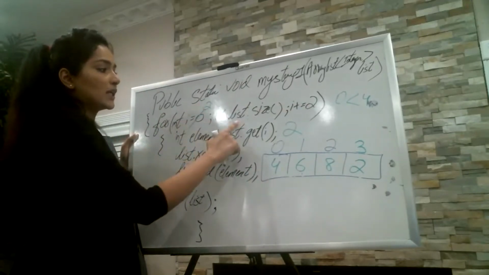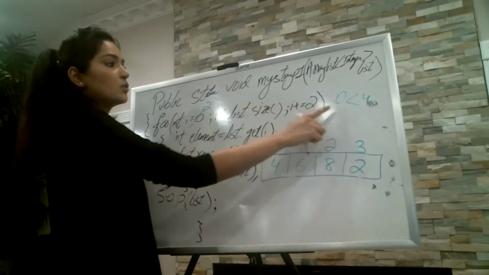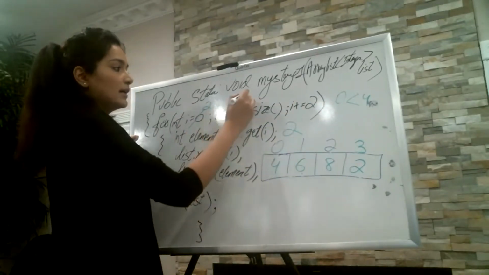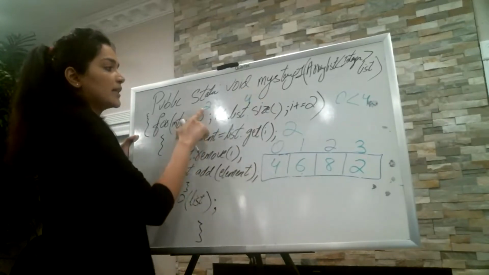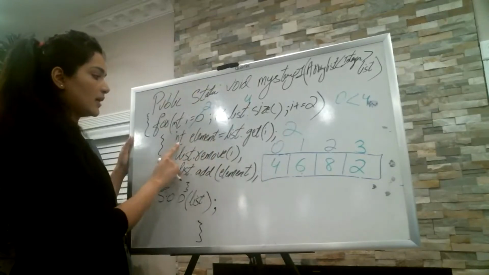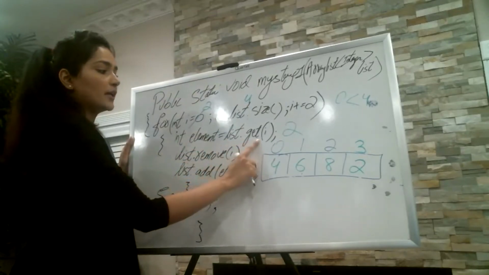You will again check the condition: is 2 less than 4? Your size is still the same. List size is 4. Let me write it over here. So yes, 2 is less than 4. Yes, we again go inside, and now you have int element equals list.get(i).